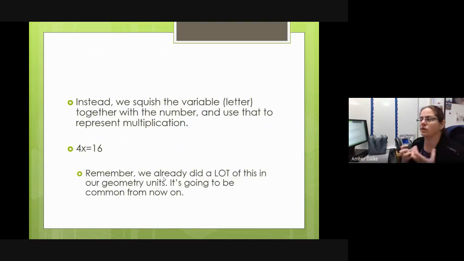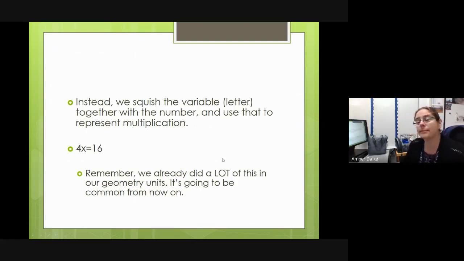So we squish the variable together with the number. We use that to represent multiplication instead. And the example for this is 4x, which means 4 times x, whatever the value of x is, equals 16. And some of you are already probably shouting at your computer screen, x is 4, x is 4. Yeah, I know, it's okay, calm down.